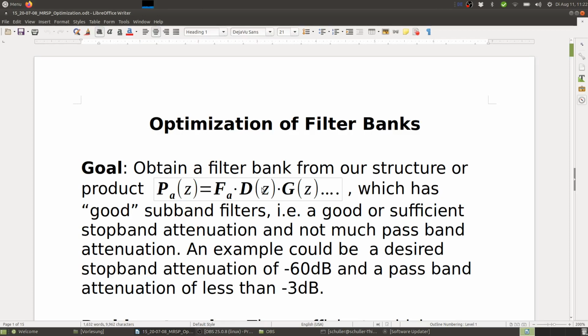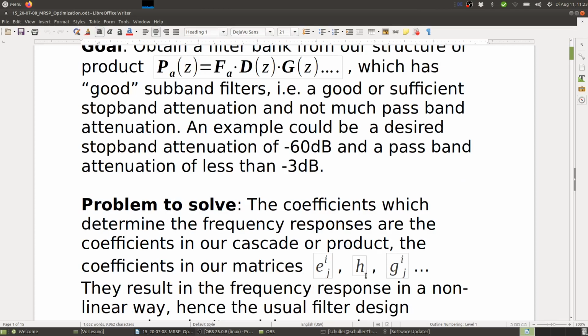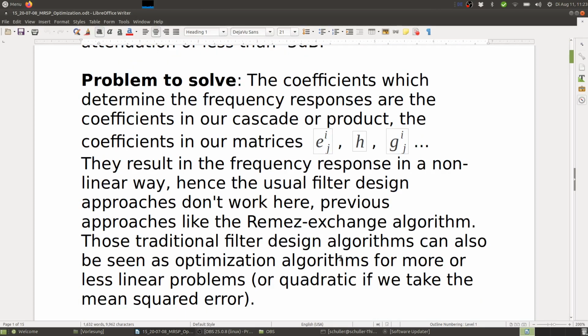So given the structure, we already have perfect reconstruction, but we don't know if those filters are good in any way, meaning good or sufficient stop attenuation and not much passband attenuation. So this is our goal now. We already have perfect reconstruction, but we still need good filters. So an example could be a desired stop attenuation of about minus 60 dB and a passband attenuation of less than minus 3 dB. Right? So it's a general rule of thumb.